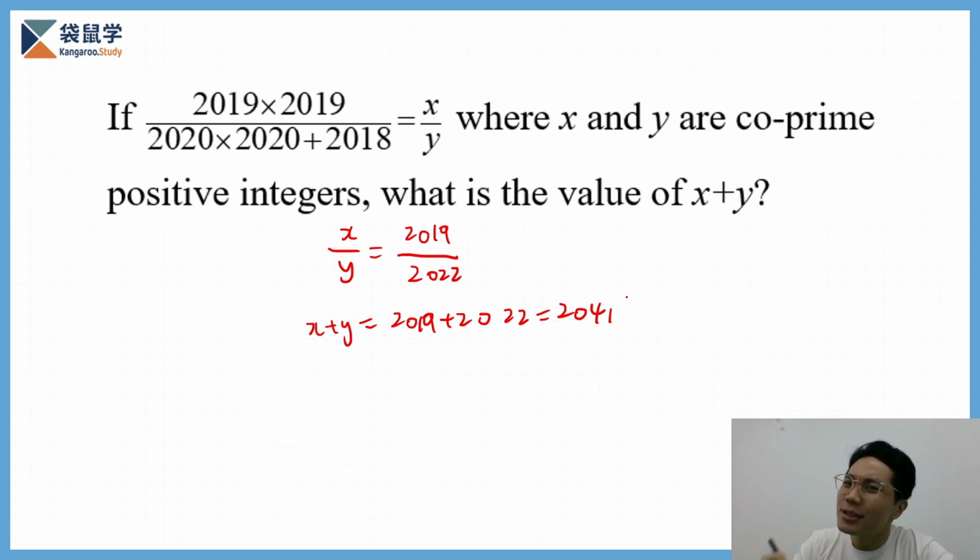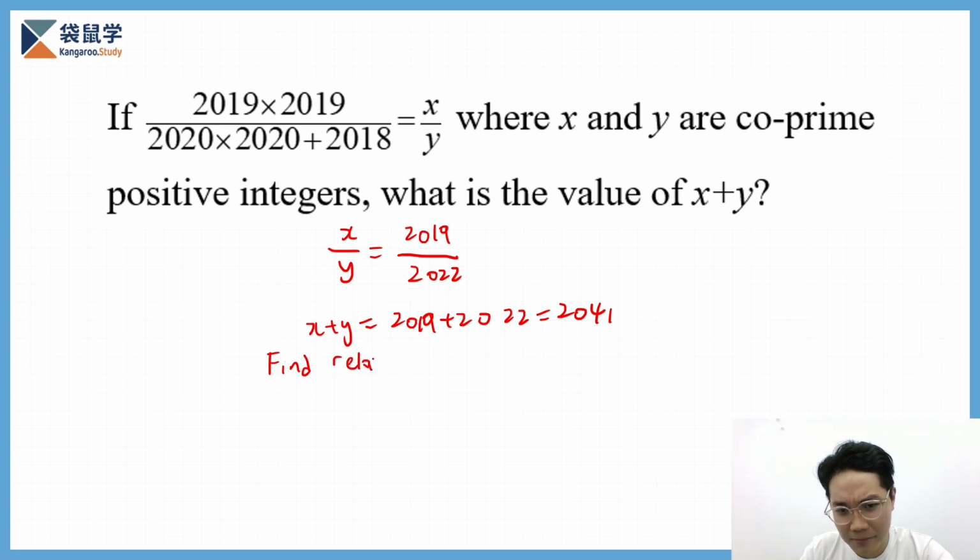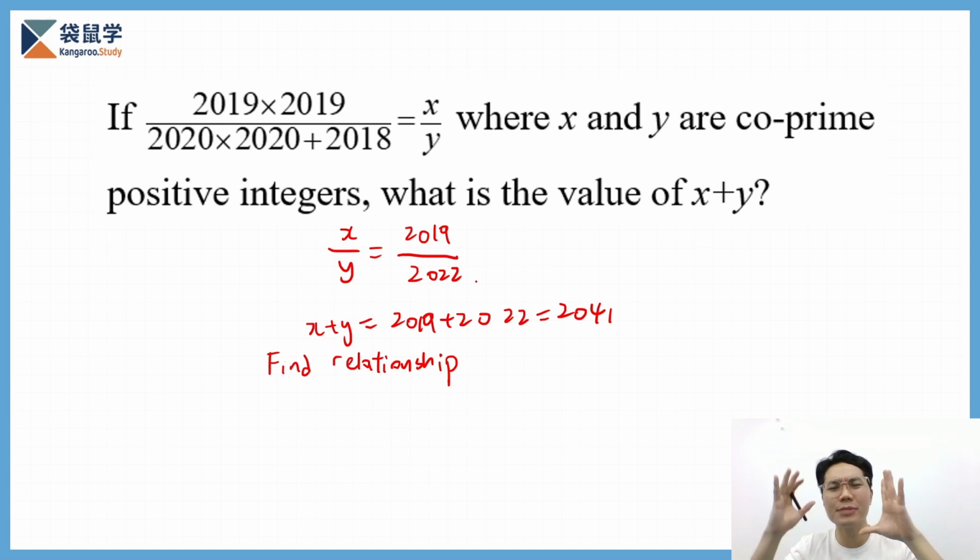Amazing, right? So what did we learn here? First, we notice there's a pattern between these numbers. So what did we learn from this question? First, we notice there's a relationship between the numbers. Find a relationship. And then we see that this is a very special problem.